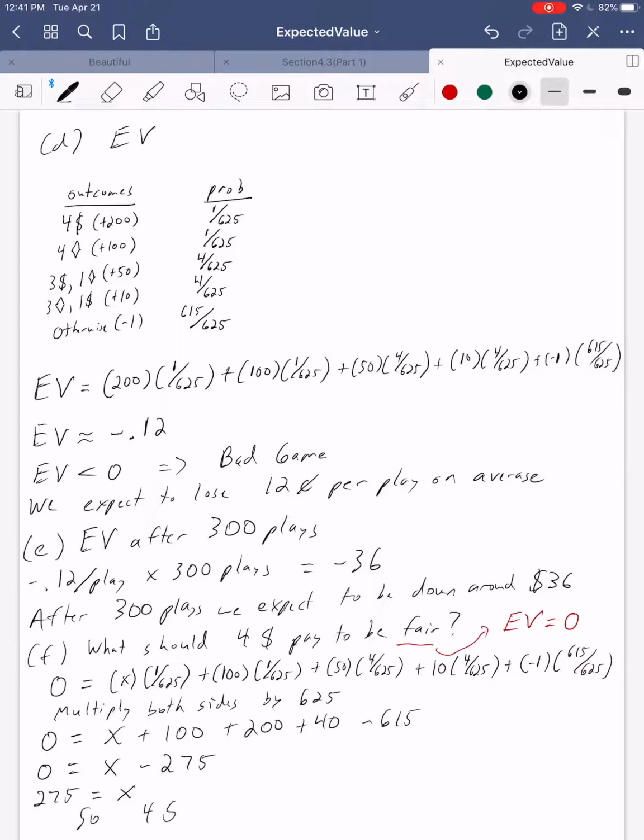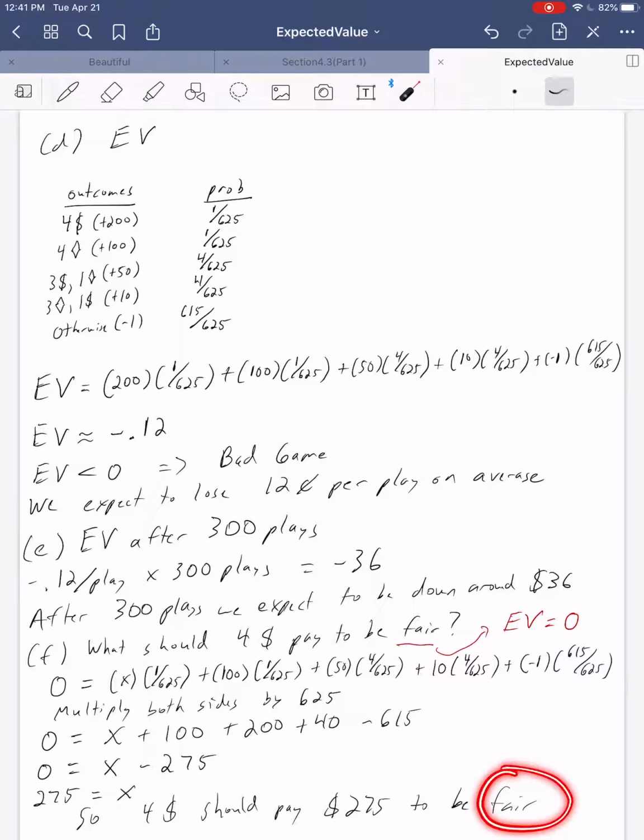So $4 should pay $275 to be fair. Now, why do we care about this? Well, in some ways, you can think about this as the tipping point. If the casino sets any big jackpot less than 275, so they put 274, 273, anything less than 275, we know the game will be a bad game. If they set anything higher than 275, they put 277, then the game will become good, because exactly at 275 would make the game fair, meaning that the expected value is 0.